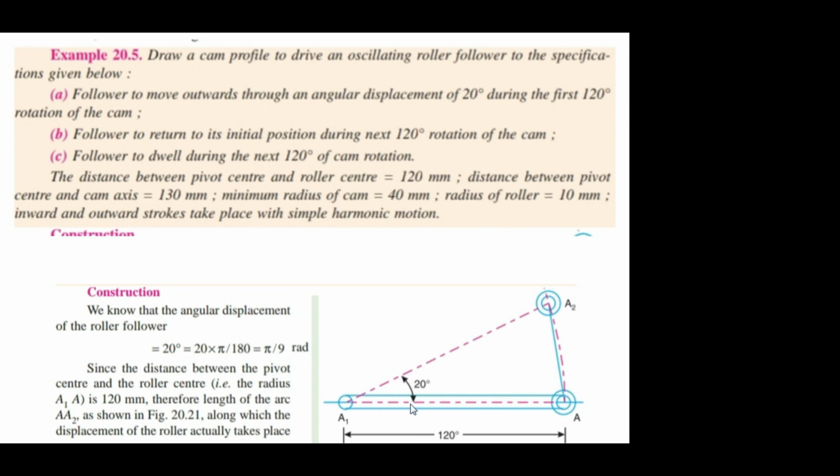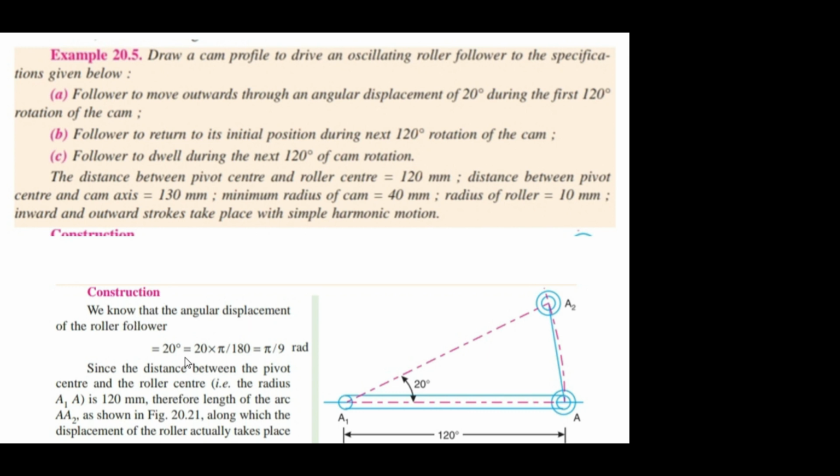So during the outstroke, the follower will move in upward direction. It will oscillate in upward direction. During return stroke, it will come down. So here linear displacement is not given. The angular displacement is given as it is an oscillating follower, and it is 20 degree. So you have to convert that angular displacement into linear displacement to find the lift or stroke of the follower in mm. Now it is in degree, you have to find that lift or stroke of the follower in mm.